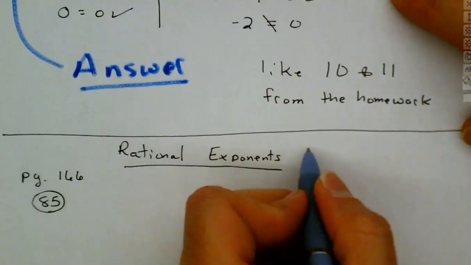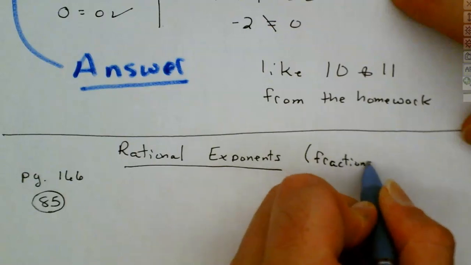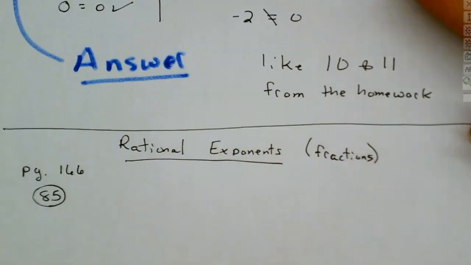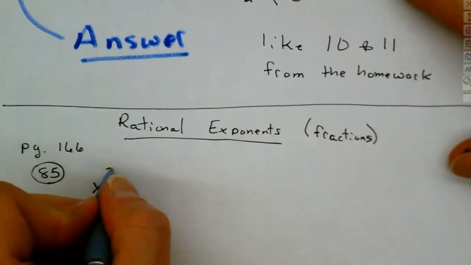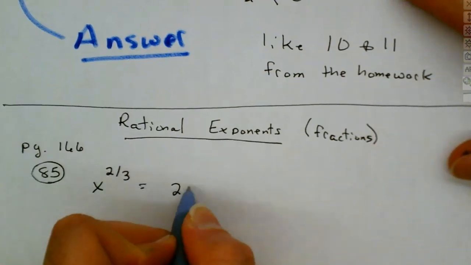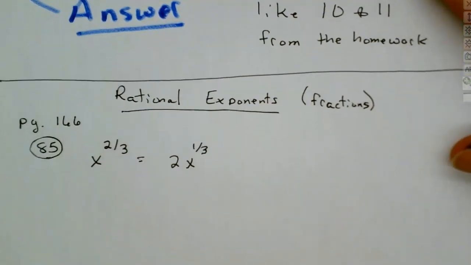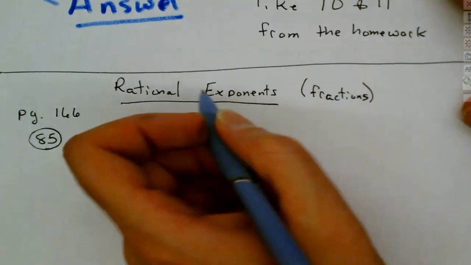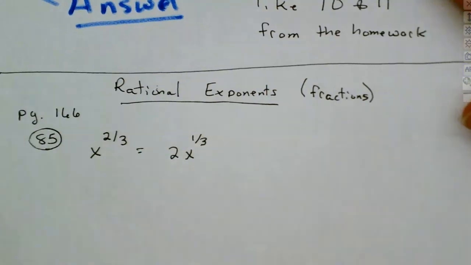Rational exponents, well, these are just fractions. So they're going to be fractional powers. So question 85 is x to the 2/3 power equals 2 x to the 1/3 power. So these are fractions. They have fractional powers. So when we say rational, that means fractions. How do we get rid of the fractions? We're going to clear them just like we would clear any other fraction.